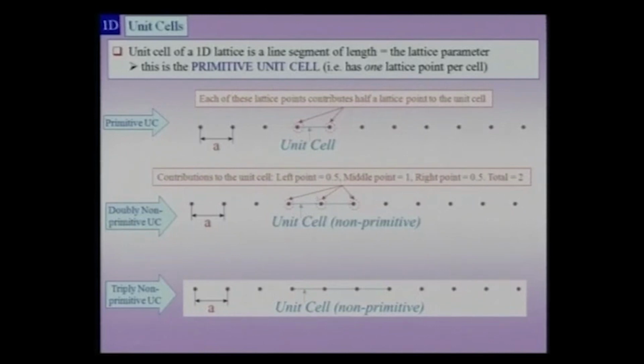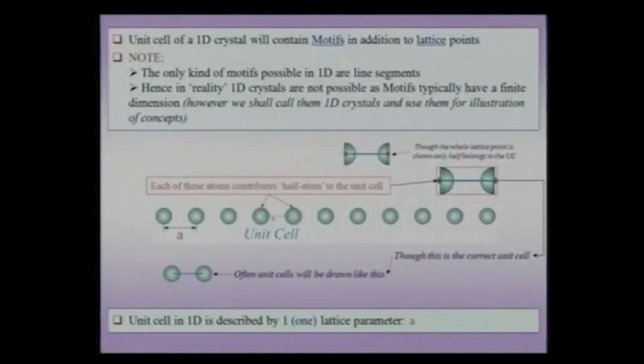The one on the left and one on the right contribute half each, contributing a total of 2 to the unit cell. A triply non-primitive unit cell similarly would have a contribution of 3 lattice points per cell. We had also said, since the only kind of motif possible in 1D is a 1D line segment, if real crystals are made even in 1 dimension, they would actually have a 3-dimensional motif typically on the 1-dimensional lattice.